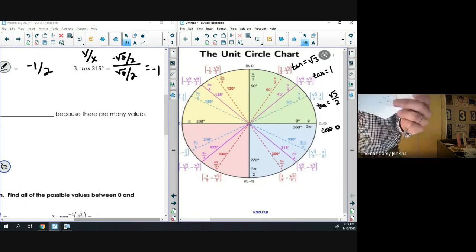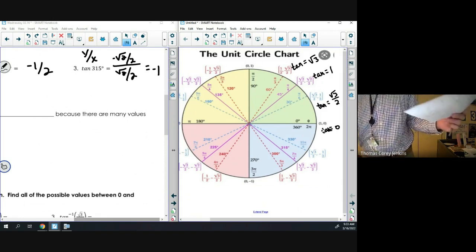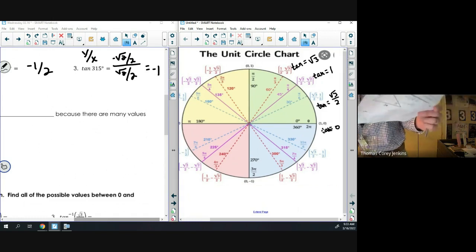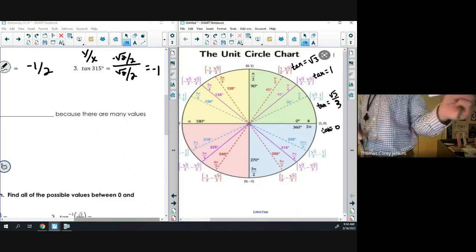Sorry, I did the first one wrong. Let's make a correction there. It's not square root of 3 over 2. It should be square root of 3 over 3. Sorry about that. Let's just make that 2 a 3 there.